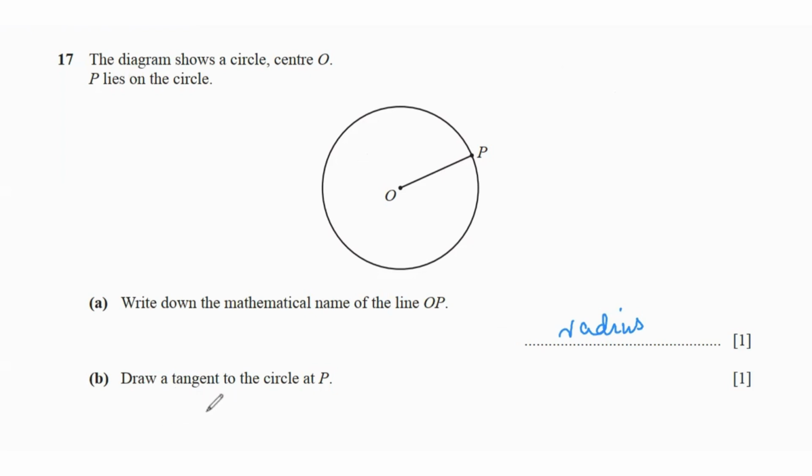Next, it says draw a tangent to the circle at P. So a tangent is a line which is always touching the boundary of the circle. It's never crossing through the circle. It's always touching the boundary. So this blue line over here, this is your tangent at P.